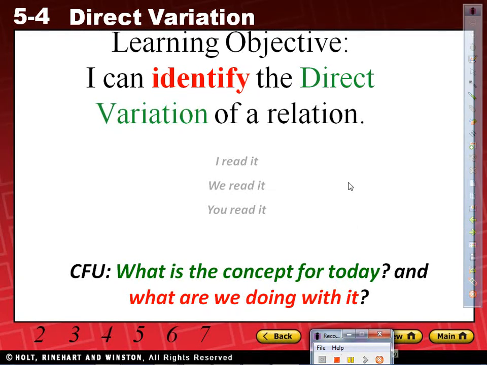Here we go. Our objective for today: I can identify the direct variation of a relation. Let's read together. 1, 2, 3. I can identify the direct variation of a relation. So with red, make sure you circle, underline, identify. And with green, make sure you circle or underline direct variation.